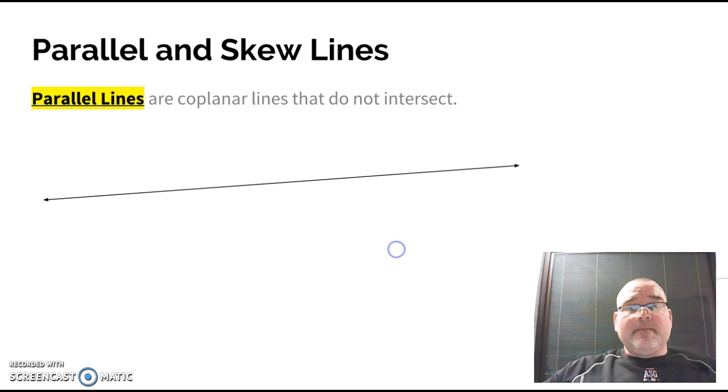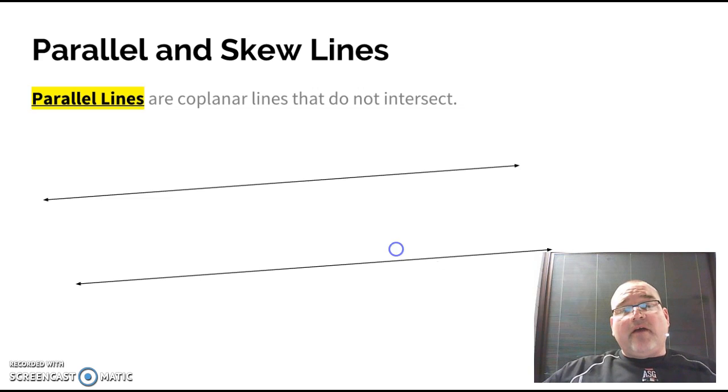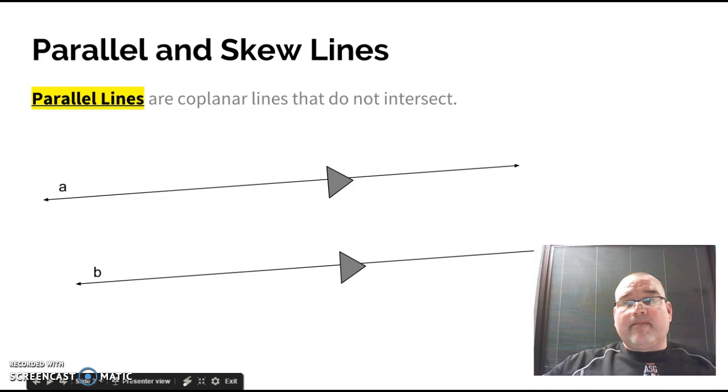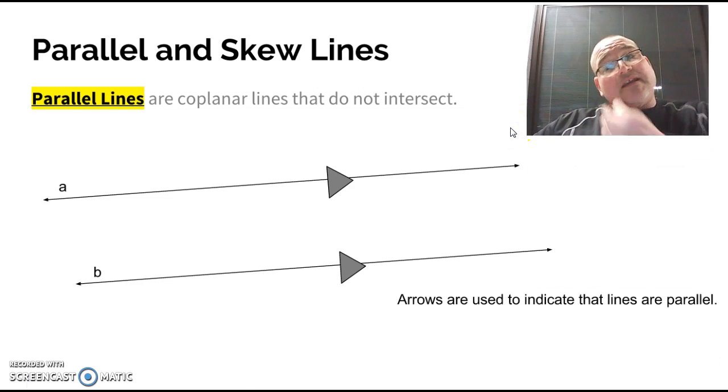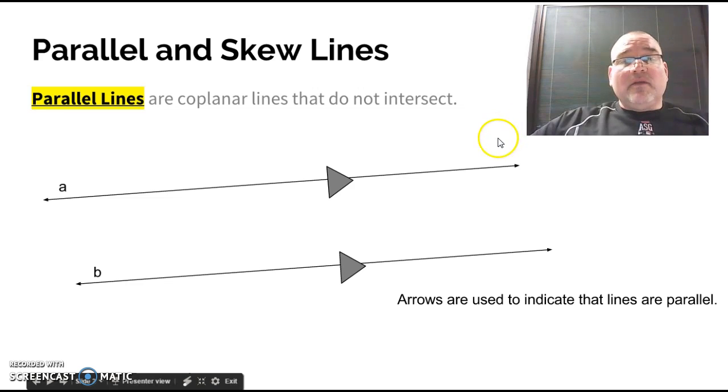Here's line A and line B. To indicate that two lines are parallel, we use arrows. Notice that the arrows go in the middle of the lines. That's indicating to us that those lines are parallel. There's A, there's B. Arrows are used, as I said, to indicate that the lines are parallel.